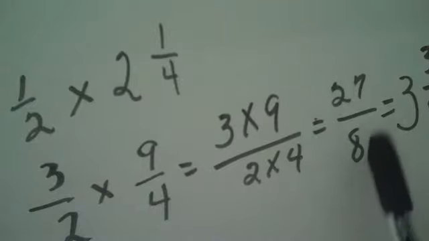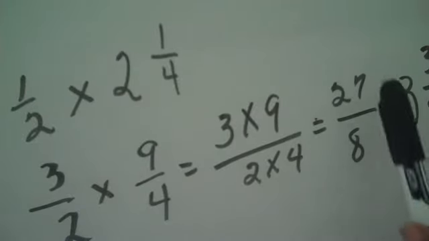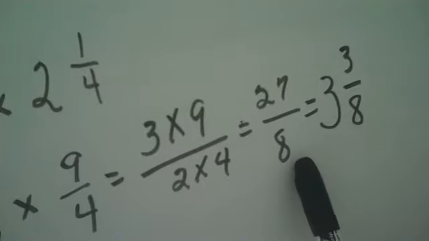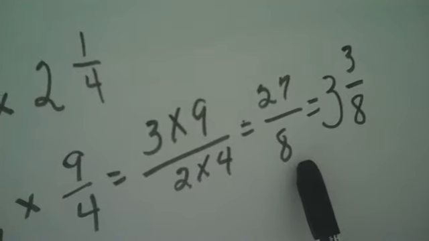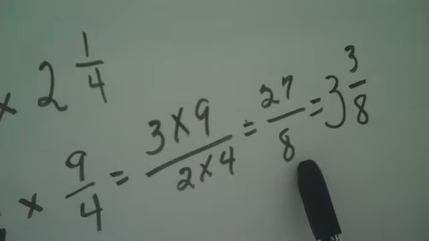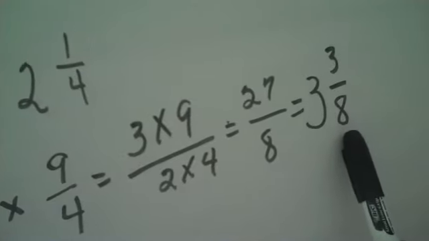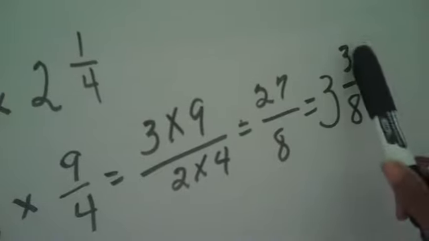So we divide the denominator into the numerator. We divide 8 into 27, and it goes 3 times. 3 times 8 is 24. So that means from 27 we have 3 left over, and we put the 3 that's left over the denominator. So the answer here is 3 3/8.